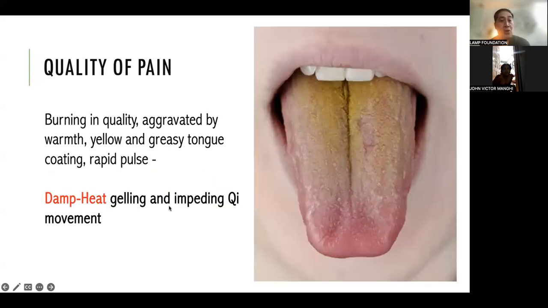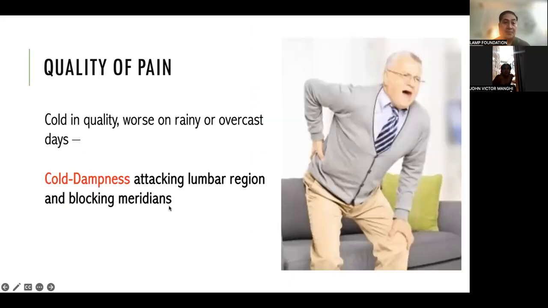Low back pain that is burning in quality and aggravated by warmth: if the pain gets worse by warmth, and when you look at the tongue it has a yellow and greasy coating, and the pulse is rapid, that's definitely damp heat that will gel and impede chi movement. Low back pain that is cold in quality, and the pain gets worse on rainy or overcast days, is mostly due to cold dampness attacking the lumbar region and blocking the meridians.